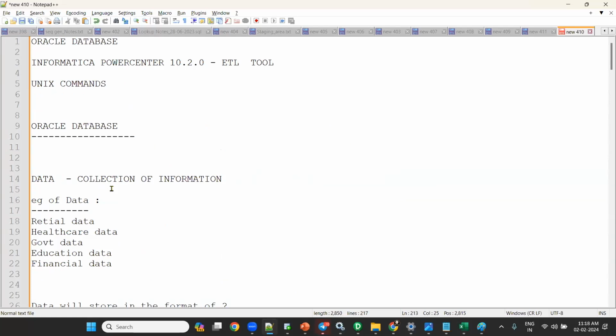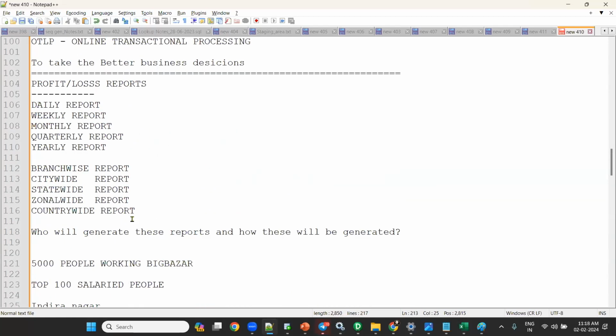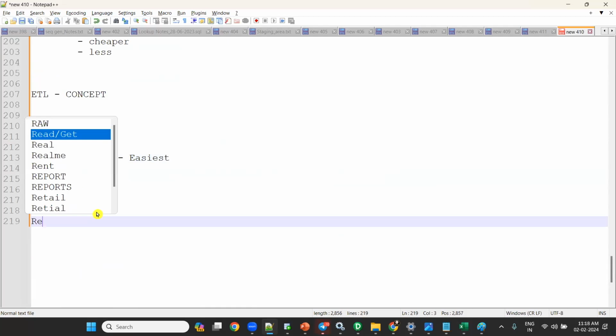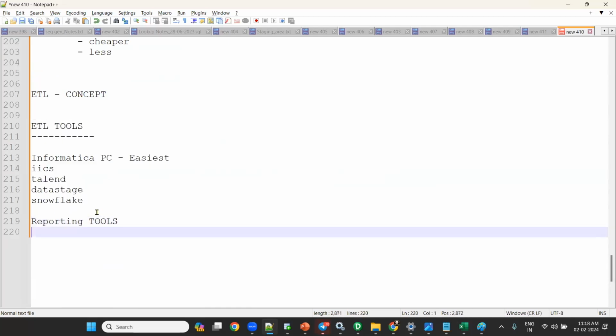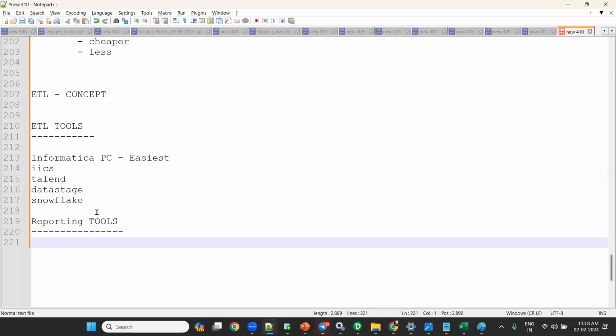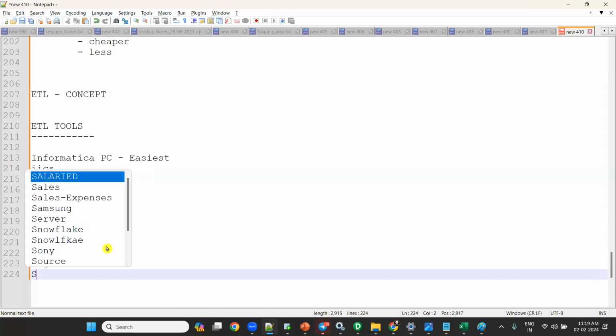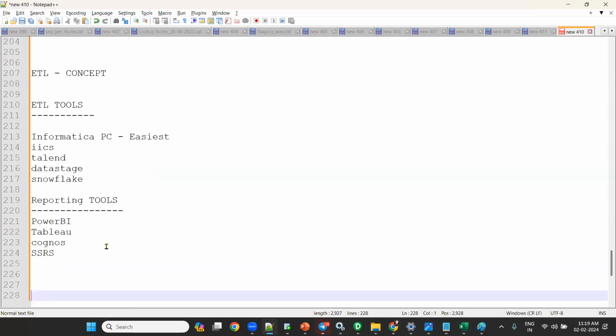Actually, ETL will not generate the reports. Reporting developers will generate the reports, correct? These are ETL tools. In the same way, we have reporting tools. What are the reporting tools that can generate the reports? Power BI, Tableau, MicroStrategy, Cognos, SSIS, SSRS.